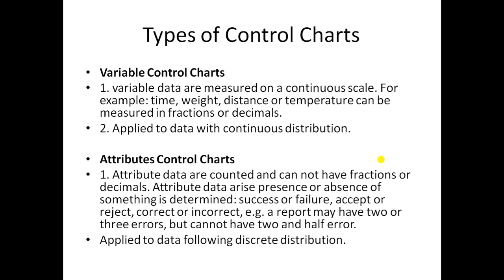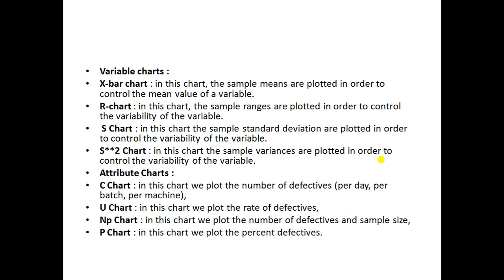So this attribute control chart is applied to data following the discrete distribution. The variable charts are known as the X bar chart. In this chart, the sample means are plotted in order to control the mean value of a variable.